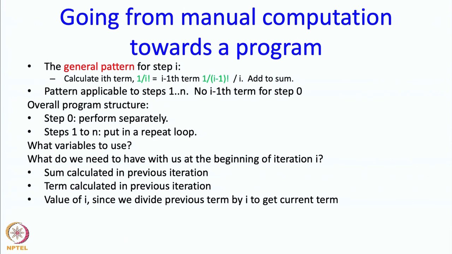So these are the things we need to have, and we need to have them from the previous iteration, which means we need to remember them. We need some mechanism to remember them. So we are going to have three variables, respectively, to remember the sum, term, and I. And we are going to call these variables capital S, capital T, and capital I.